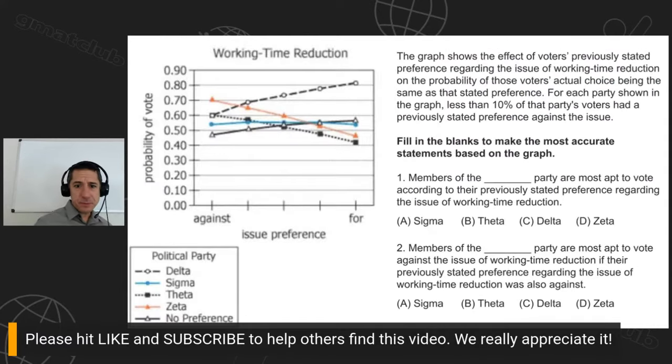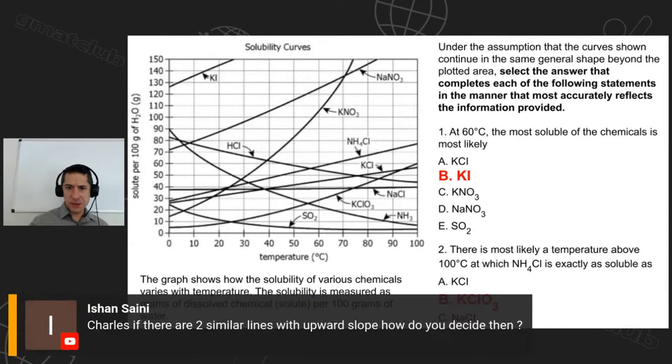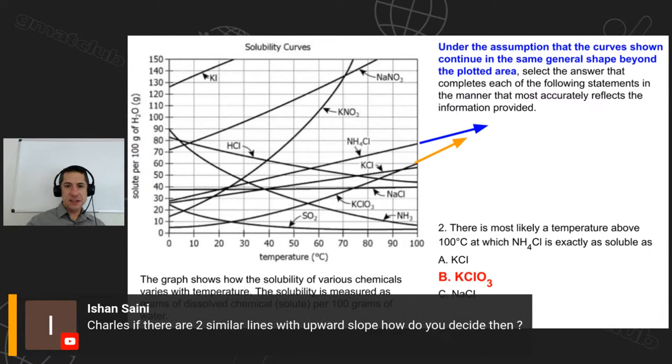Okay. Enjoy this one. And real quick, before I get into that, how much time should ideally be spent on these questions? Actually, you know what? Getting a couple of interesting questions here I want to jump into quickly. So if there are two similar lines with upward slope, how do you decide then? So great question, Ashan. I really appreciate that.